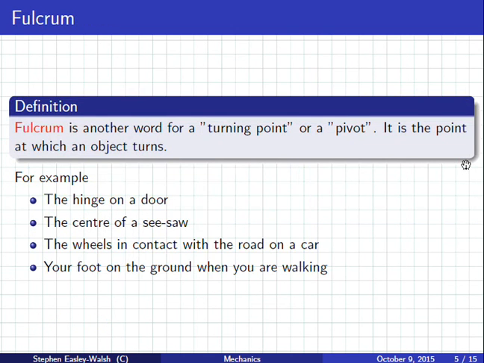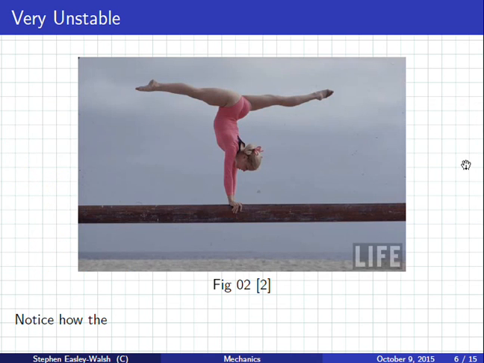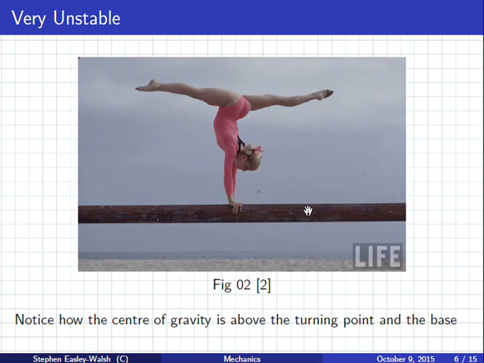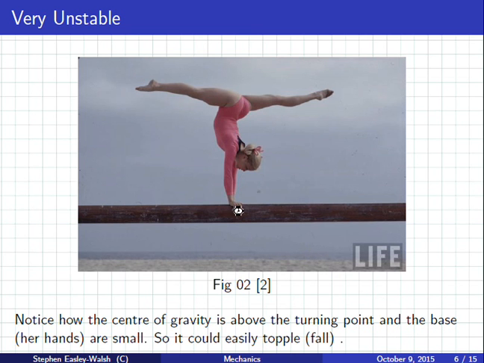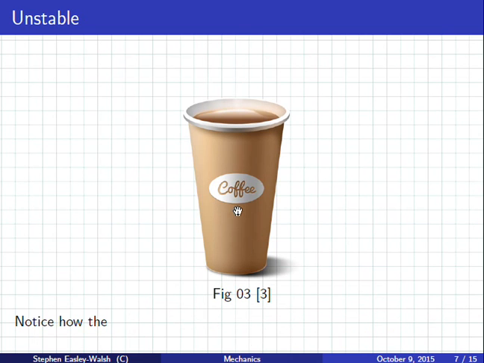Okay, so we'll do some more examples now. So this one here, notice how the centre of gravity is above the turning point. So there's the turning point, centre of gravity is way up there. So is she likely to fall or not fall? Fall. And the base, her hands, is quite small. So this makes it even easier to fall. So it could easily fall. Right. Now, what about this one? What do you think? Easy to fall or not? Easy, but not as easy as previously.